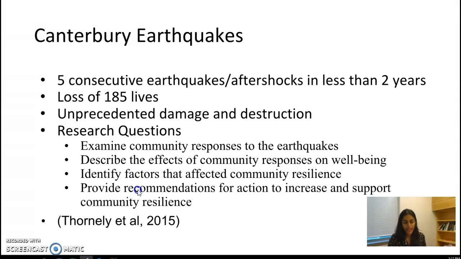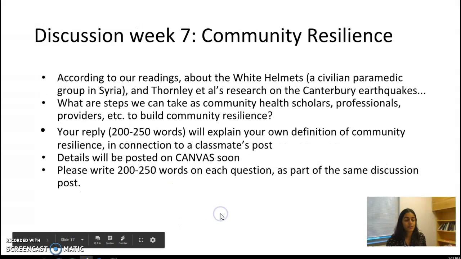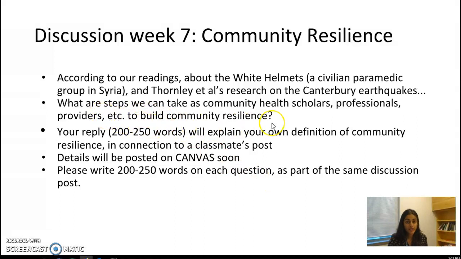And then recommendations. So what did Thornley et al. recommend for communities to do? What would you recommend? And so that's what your prompt is about, is kind of using your expertise of your life experience, of your time as a medical provider, if you've done that, or any skills you have to discuss how to build community resilience in your own neighborhood. How might you do that?